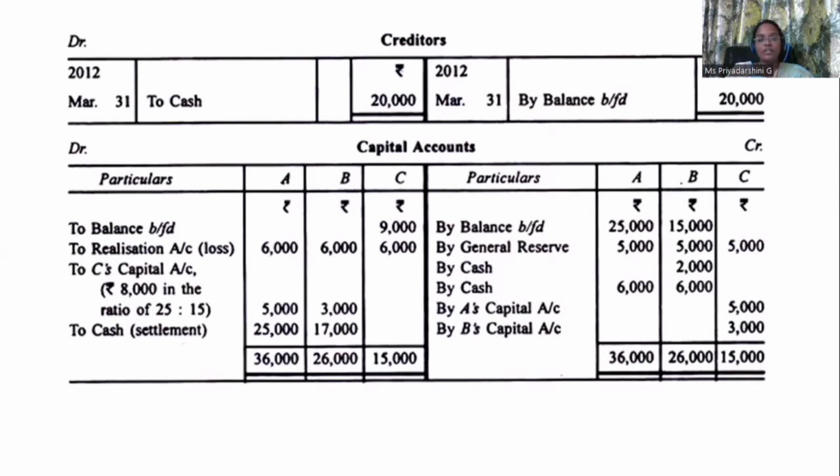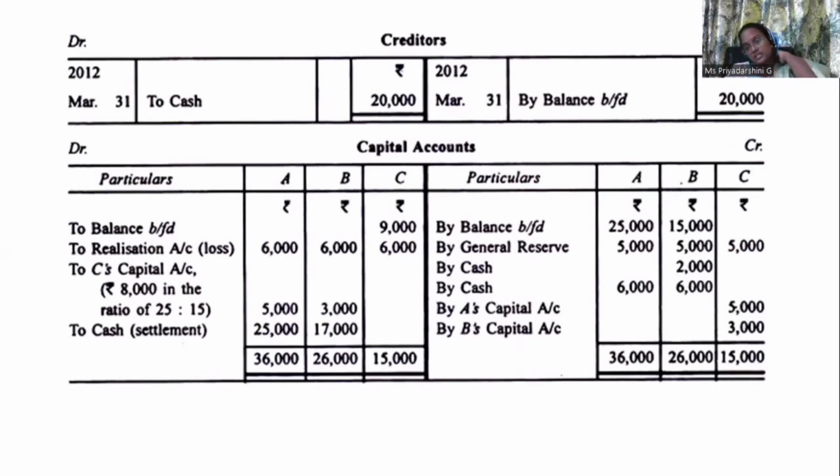So when you come to the capital accounts, here we have a 3-columnar ledger, which gives the amounts of 3 partners, A, B, and C. The first step is that we should do the opening balance, and we are going to distribute the reserves which are there in the balance sheet, which is general reserve, that is being distributed equally. And the next part is that we have to transfer the realization loss, which we have computed in the previous ledger, which is 6,000, 6,000, 6,000.